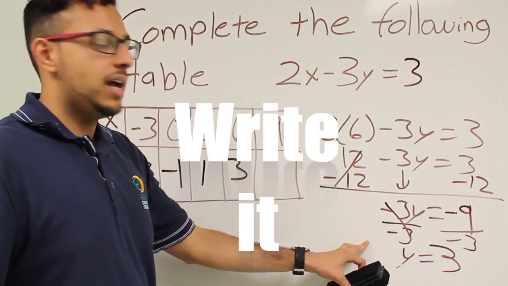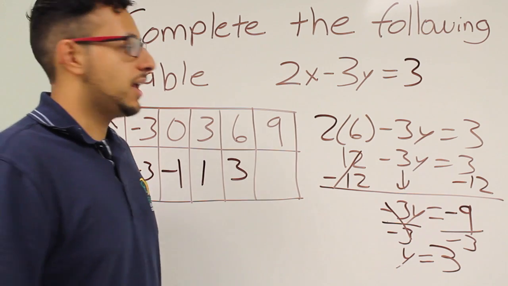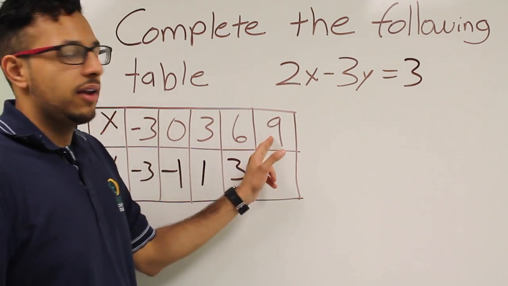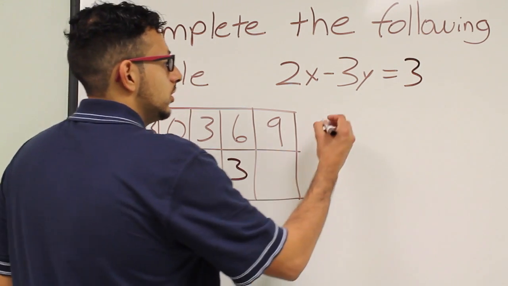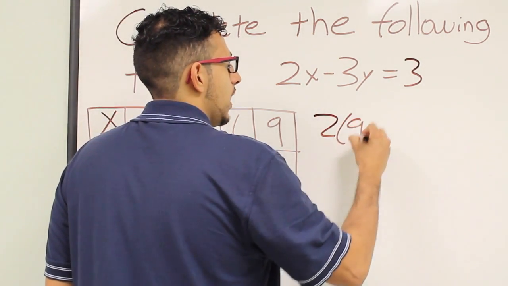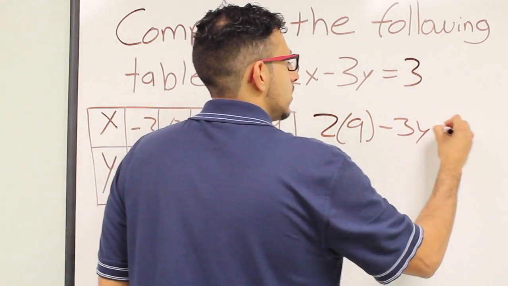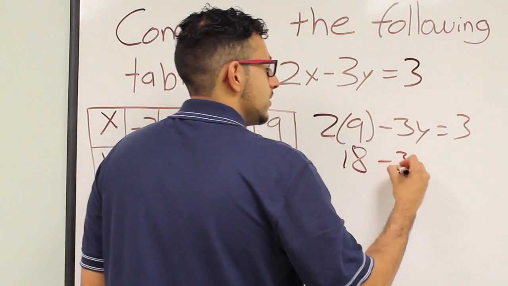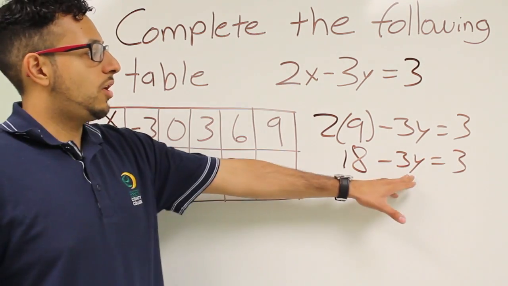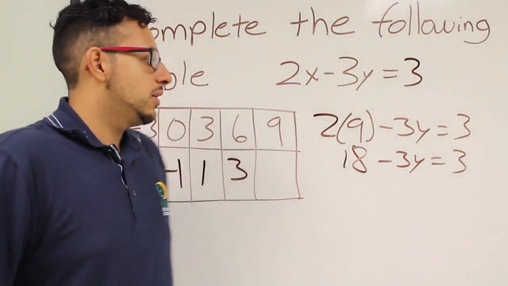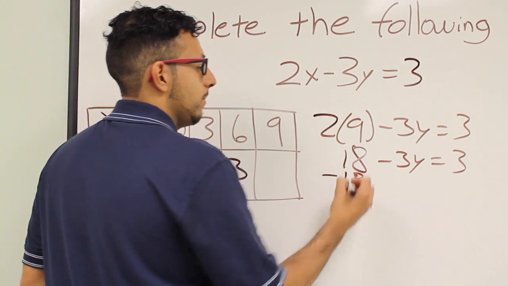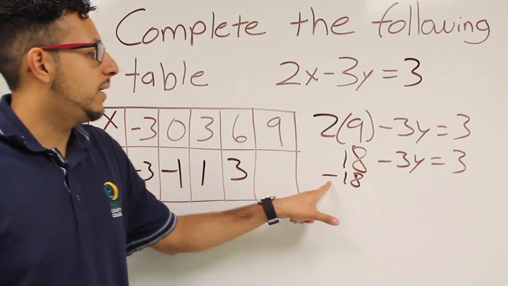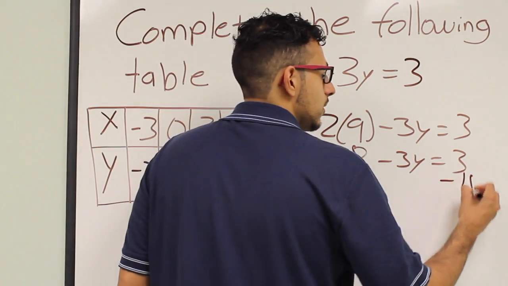Make sure you have this written down because we're going to move on to x being 9. So last part of the table, we're going to plug in 9 for x and solve for y. So it's 2 times 9 minus 3y is equal to 3. 2 times 9 is 18. Minus 3y is equal to 3. To solve for y, we have to bring the 18 to this side. So we're going to subtract 18 because this is the opposite sign. This is positive, so now I have to do minus 18 to both sides.